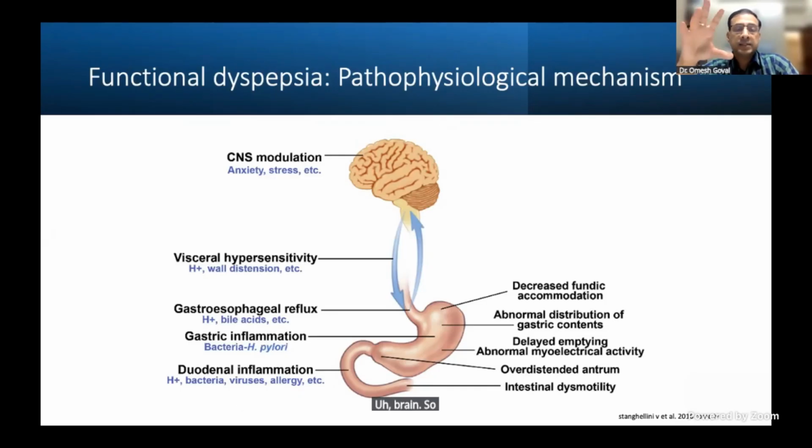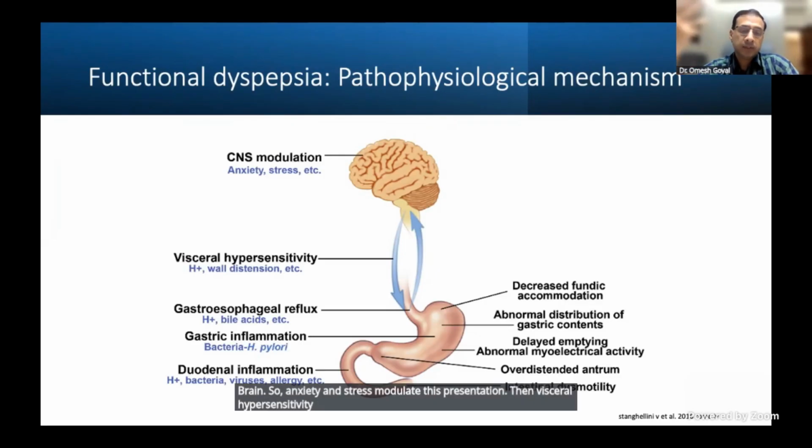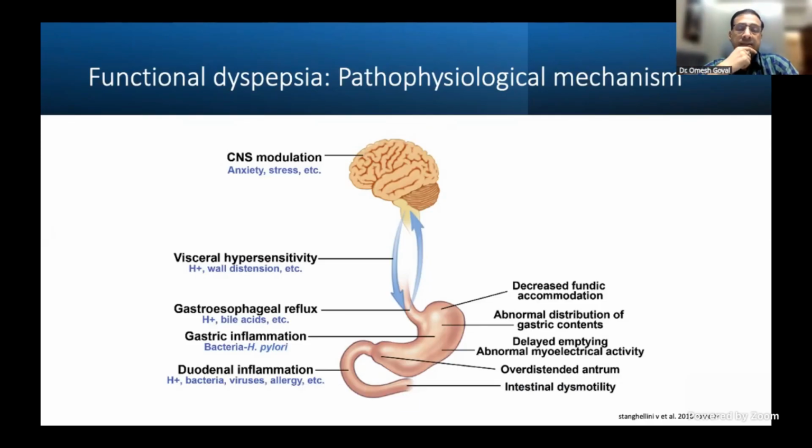Anxiety and stress modulate this presentation. Then visceral hypersensitivity, again a part of the increased CNS and systemic effects. Then the other things labeled as GERD, yes, but it is not.